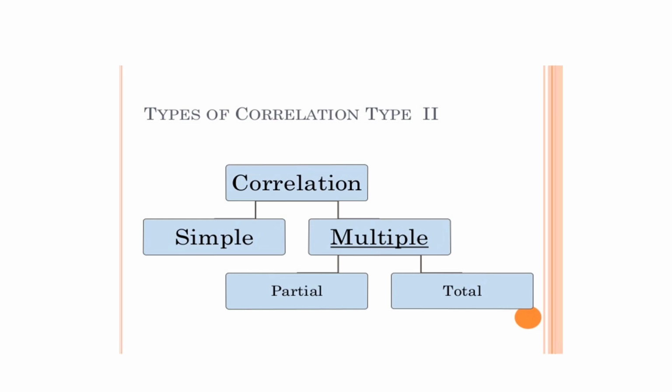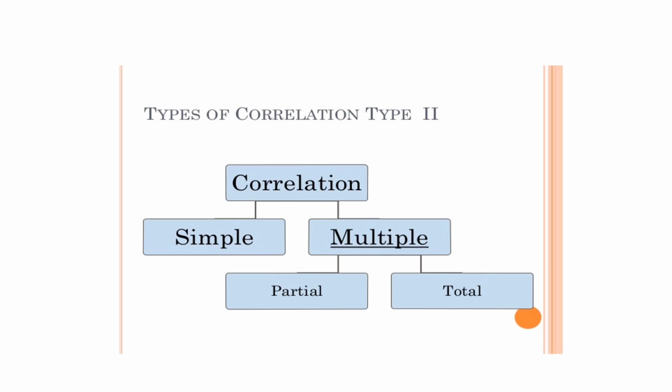If we are studying the relationship between two variables only, for example relationship between height and weight, relationship between price and supply, relationship between price and demand, relationship between rainfall and yield of crop, relationship between public expenditure and sales. So if at one time we are considering only two variables, that kind of correlation is simple correlation. Another type of correlation is multiple correlation.